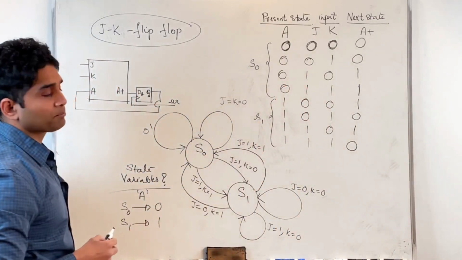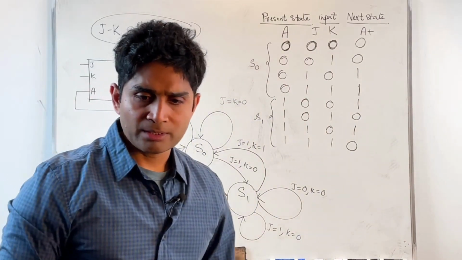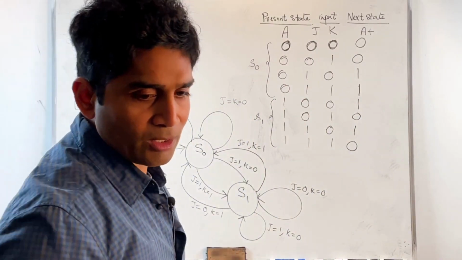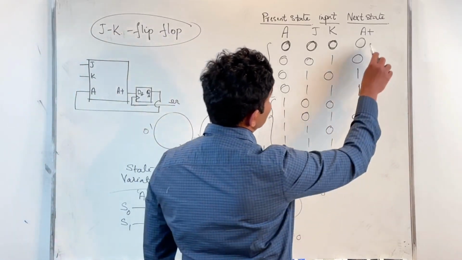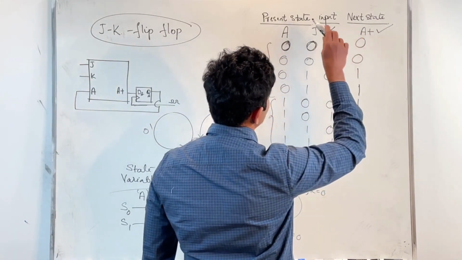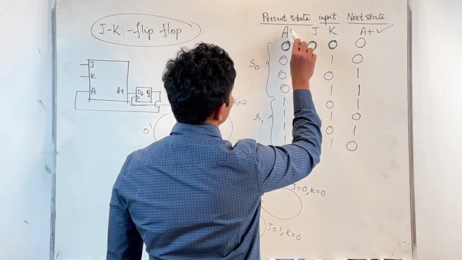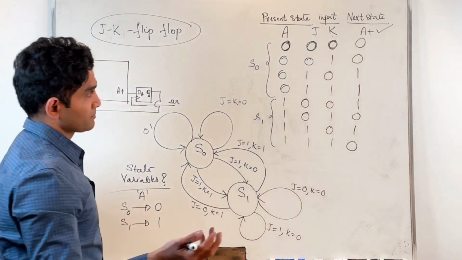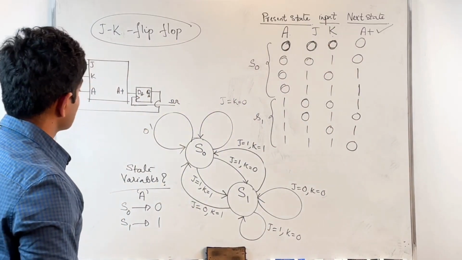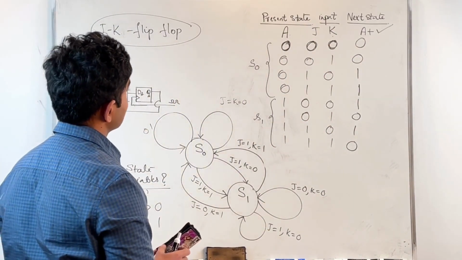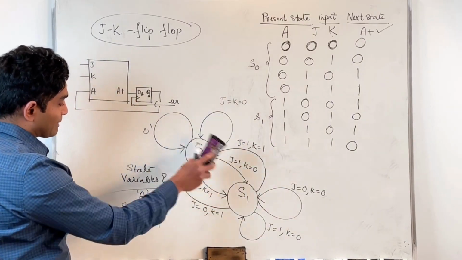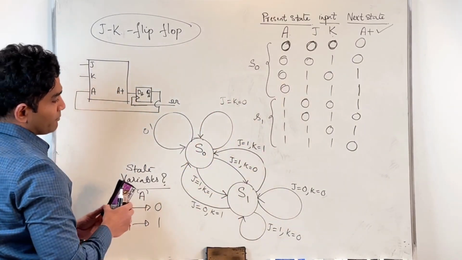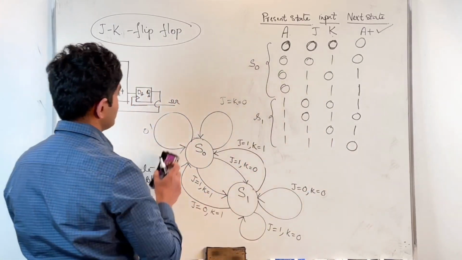And that's it. Now I have populated the table, and the remaining step is to obtain A plus as a combinational function of A, J, and K. That's it, and you're done. Let's do that using a truth table. We don't need this diagram anymore, because all that information is now presented in the form of this table.